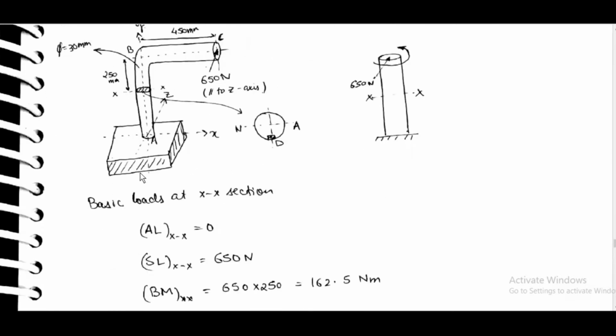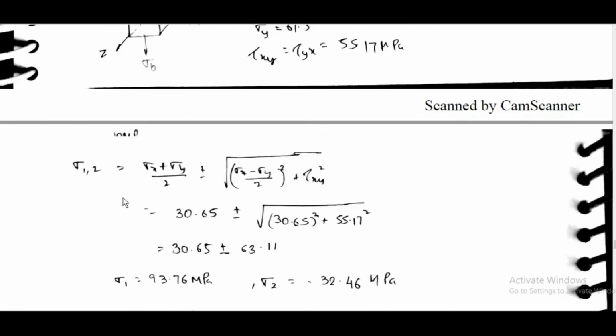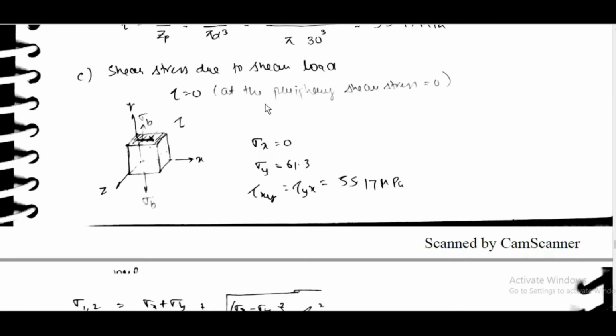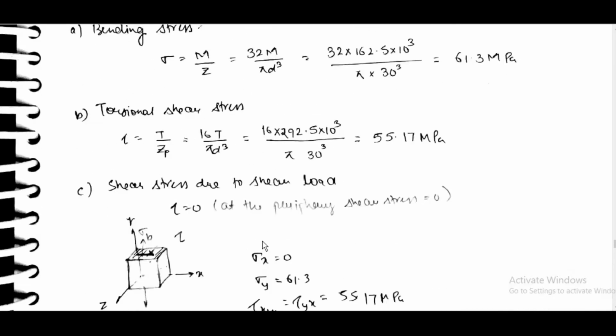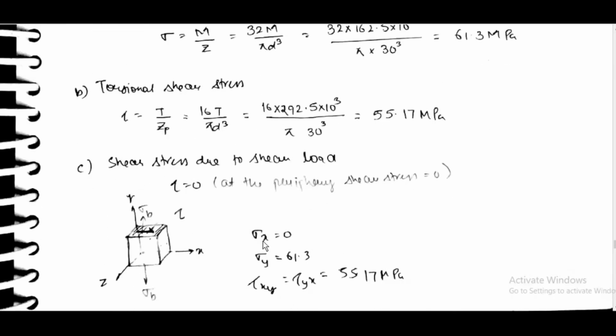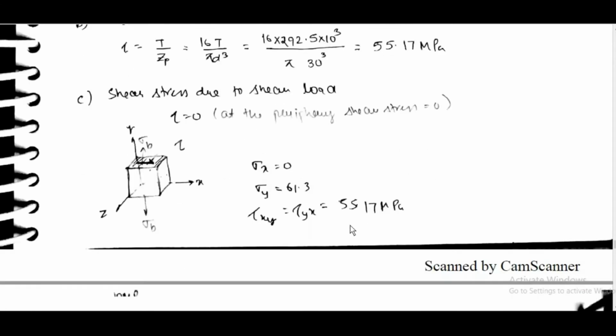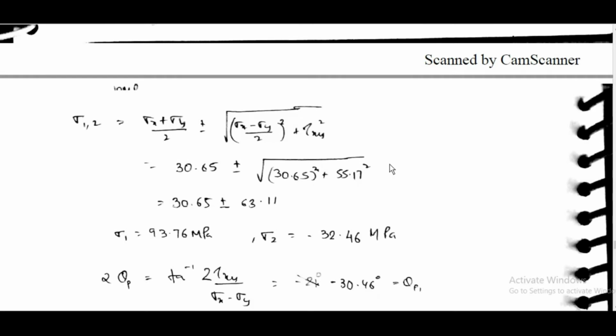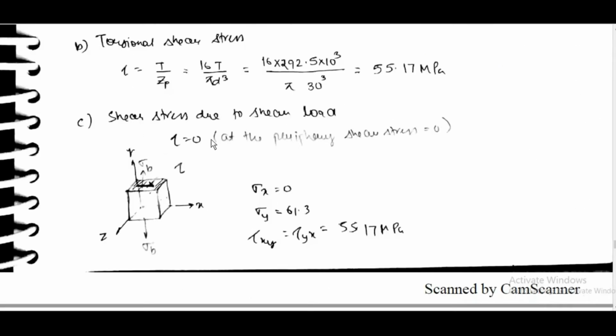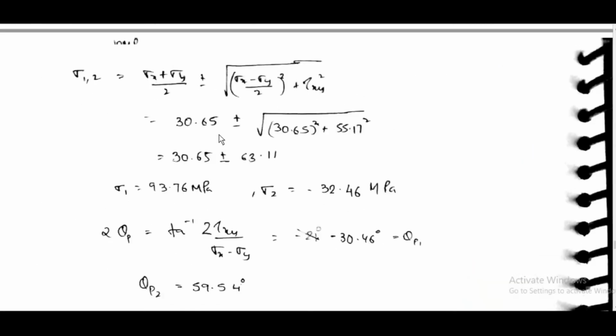Why is tau equal to 0? Because at the periphery the shear stress due to the shear stress distribution is 0. So finally sigma x is equal to 0, sigma y is equal to 61.3, and tau xy is equal to tau yx, equal to 55.17. At the periphery tau is 0, that is a new concept and an important one.